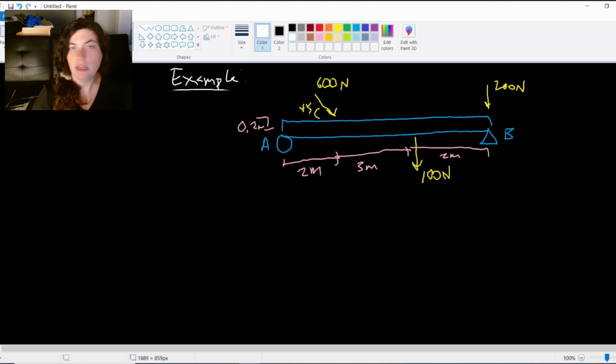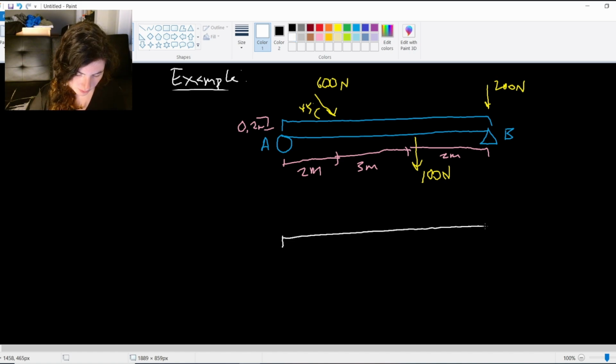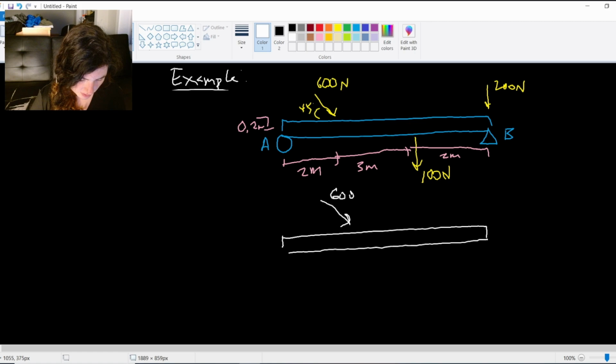Let's try another one. In this example, we can see that we now have 3 applied forces and that our support reactions are different. Our support reaction at A is a roller and our support reaction at B is a pin. So if I draw my body here, I see that I have these applied forces. I have this 600 newtons acting at a 45-degree angle. I have this 100 newtons acting downwards, and this 200 newtons acting downwards at B.